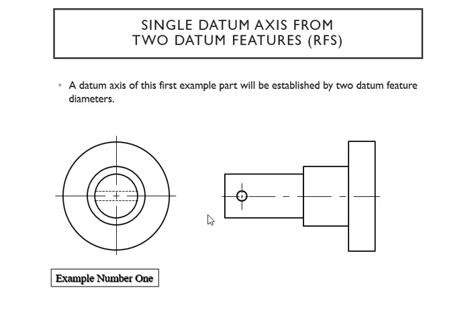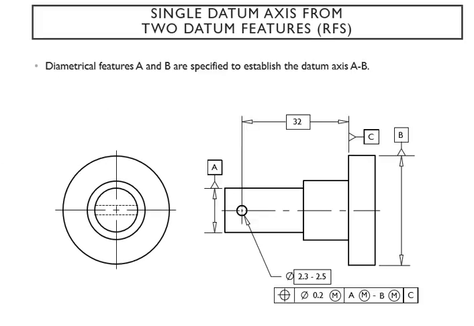So let's take a look at an example of that. You can see right here your datum axis of that first example part is going to be established by the two datum features, which are two diameters here. So I'm going to put A, then B, and then C, all in this control frame. You can see A and B, the first circle, the second circle, and the third circle. So you have first, second, and then the third.